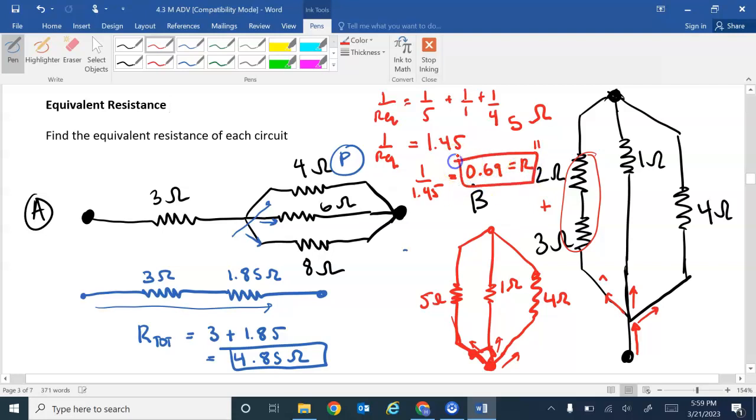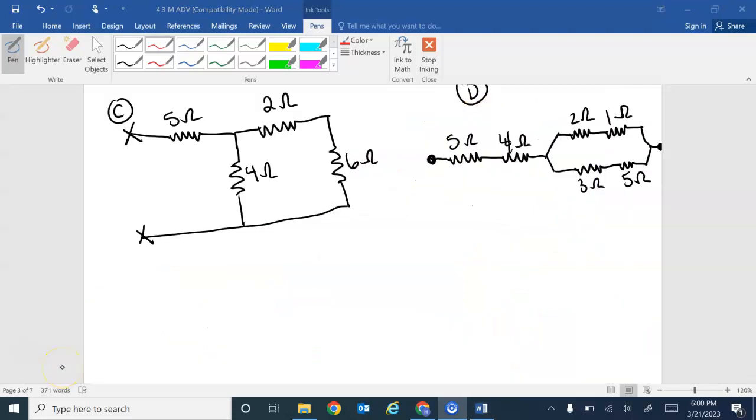So that is the equivalent resistance of circuit B, and I should include my units. That's 0.69 ohms, or you can use the symbol omega. Okay, so let's go ahead and do one more together, just for a little more practice. I encourage you to try C on your own first, and then check back on the video to see if you got it right.